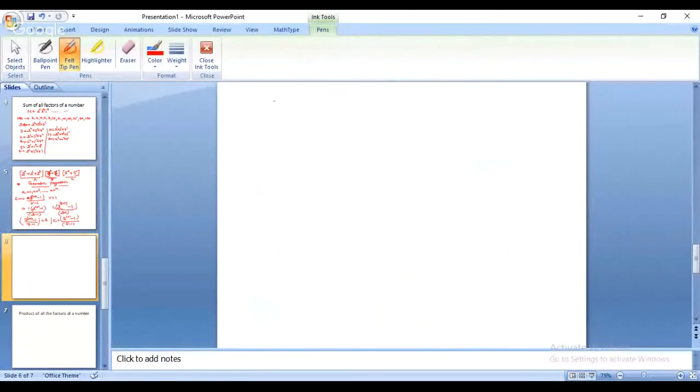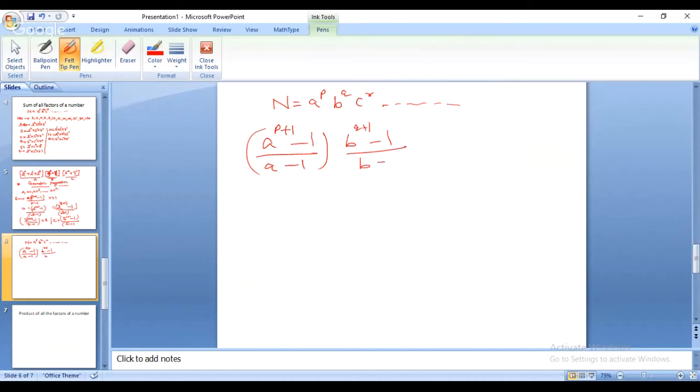Let's write the standard formula for this. If we get any number in the form a to the power p, b to the power q, and c to the power r, we will be getting the formula as (a to the power p plus 1 minus 1) upon (a minus 1), okay, (b to the power q plus 1 minus 1) upon (b minus 1), okay, and (c to the power r plus 1 minus 1) upon (c minus 1), and so on. We got this formula by application of simple procedures.